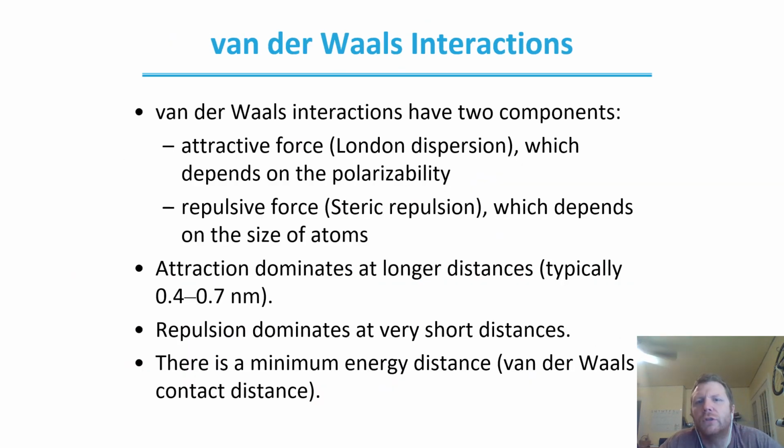Okay, van der Waals interactions have two components: your attractive and repulsive forces. London dispersion forces are your attractive forces, and steric repulsion, which depends on the size of the atom, is your repulsive force between two atoms. So attraction dominates at longer distances, and repulsion dominates at very short distances. Van der Waals interactions, like I said previously, are relevant and significant, but they're not a big ticket item when it comes to amino acid interactions and protein structure.